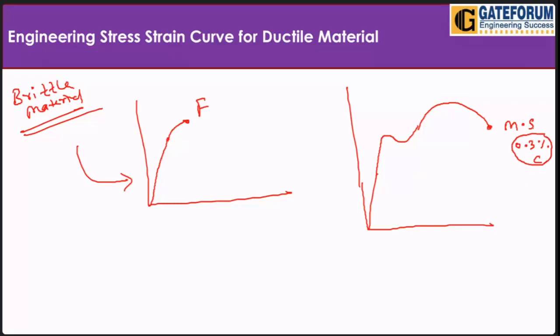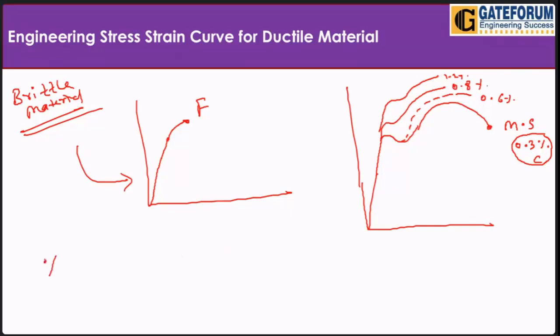If the percentage of carbon increases, then what will happen? The curve will be like this for 0.6% carbon, then like this as carbon increases, suppose here we have 0.8% carbon, then 1% or 1.2% carbon like this only. So if the carbon percentage increases, what happens?